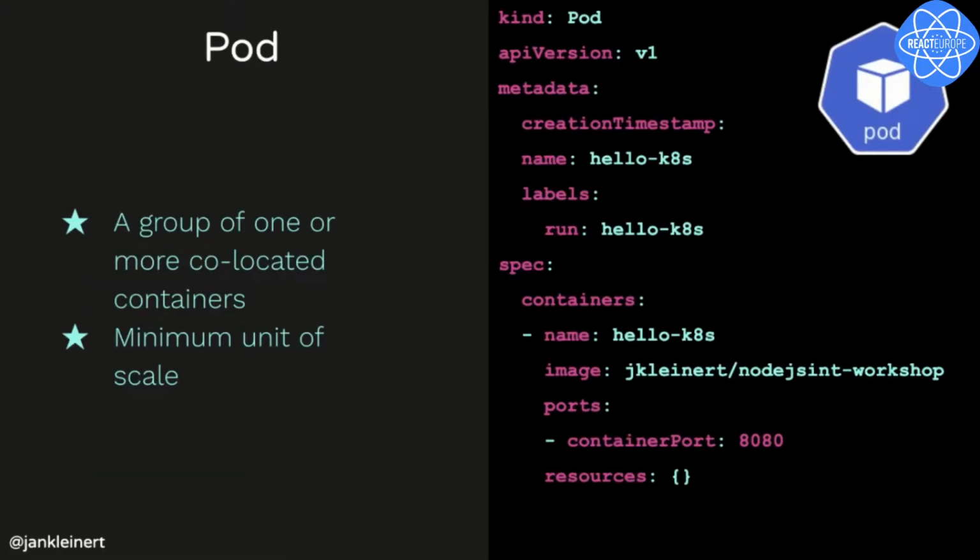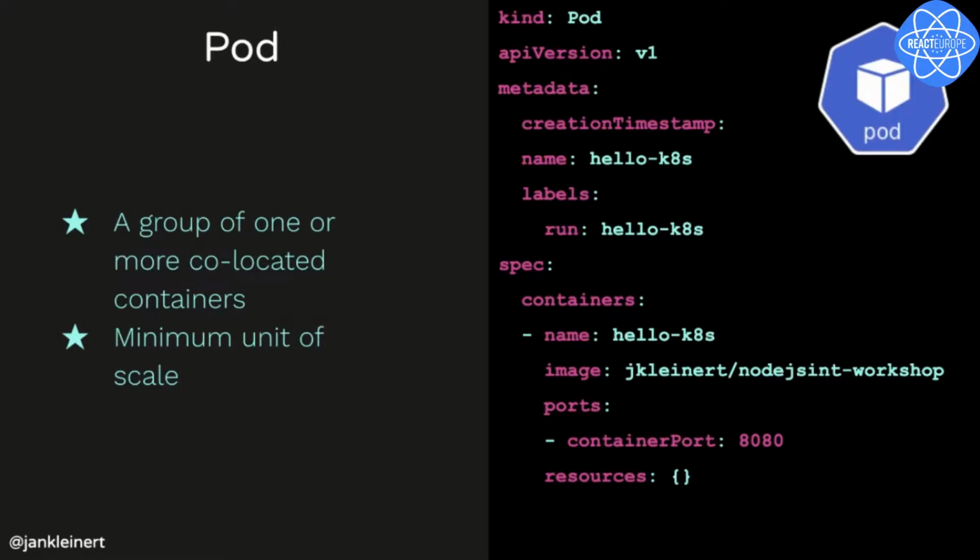Let's talk now about some of these basic resource types. We'll start with a pod. A pod is a group of 1 or more co-located containers. In many cases, a pod is just running one container, but it is possible for a pod to have more than one container running, for example, in the case of a sidecar. Pods are also the minimum unit of scale in Kubernetes. You can scale up and down the number of pods that you have running.